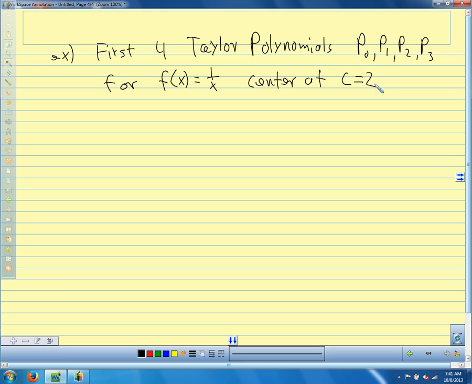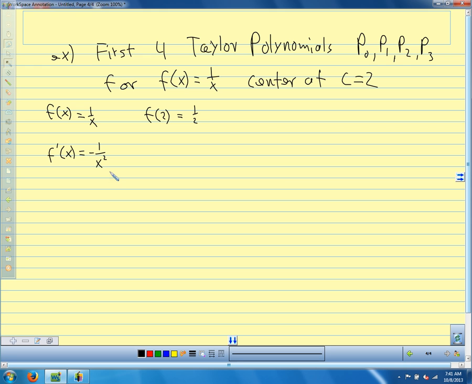So the way I like to set these up when I have to find Taylor polynomials is I'm just going to list in columns f of x equals 1 over x, and then next to the column I put my function evaluated at my point. So f of 2 is 1/2. f prime of x is going to be what here? Negative 1 over x squared.